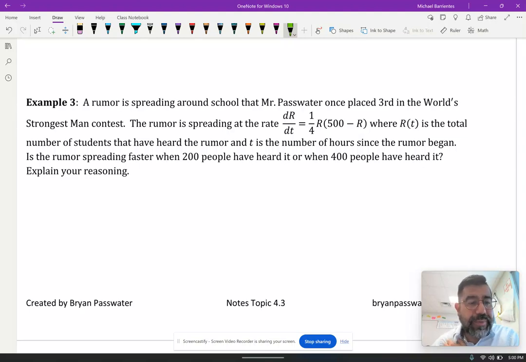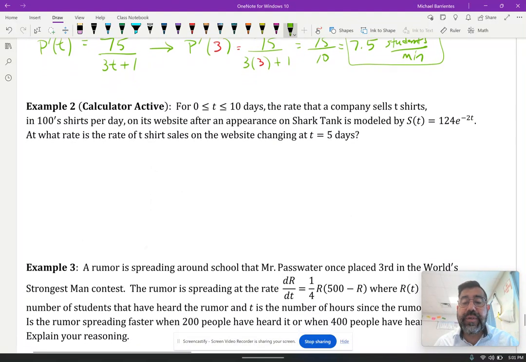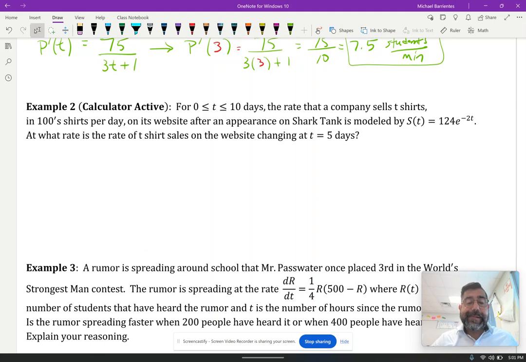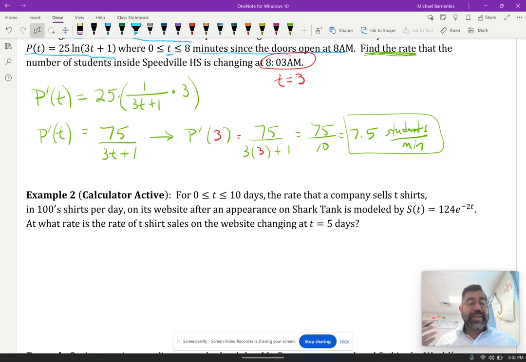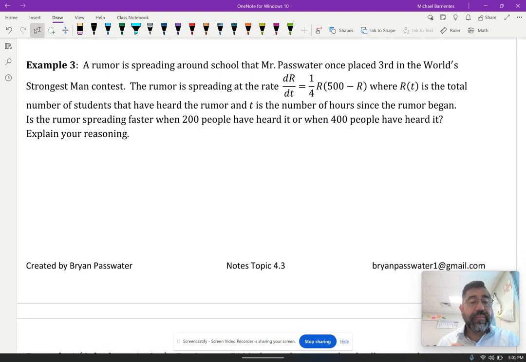We're going to go to example number 3. I'm going to bypass number 2. It's a similar problem to number 1. They give us an equation, we take the derivative, we substitute the time, the instant that they want, which is time 5, and then we get an answer, right? So I think we should be okay. But I'd rather look at number 3.